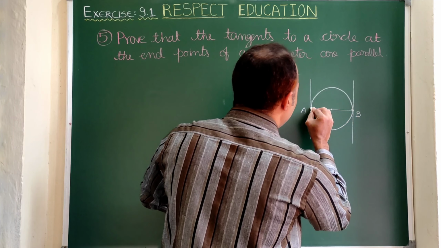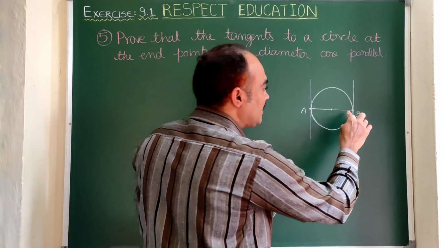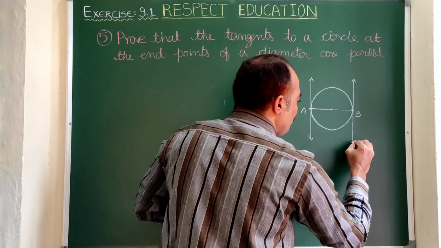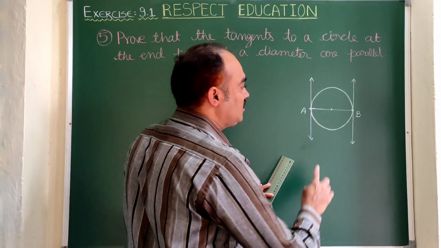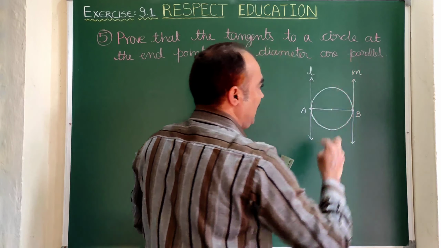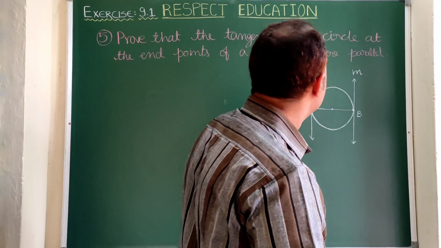So here these are the points of contact. Here A is the point of contact and B is the point of contact. Now we have to prove these two tangents are parallel. Here let us take these as L and M. So here let us solve it now.